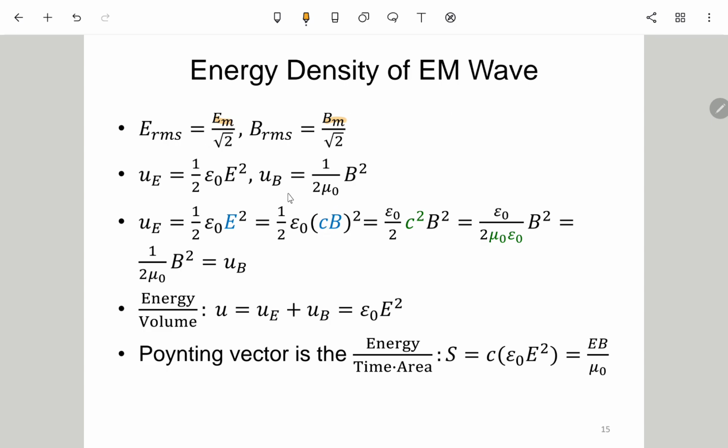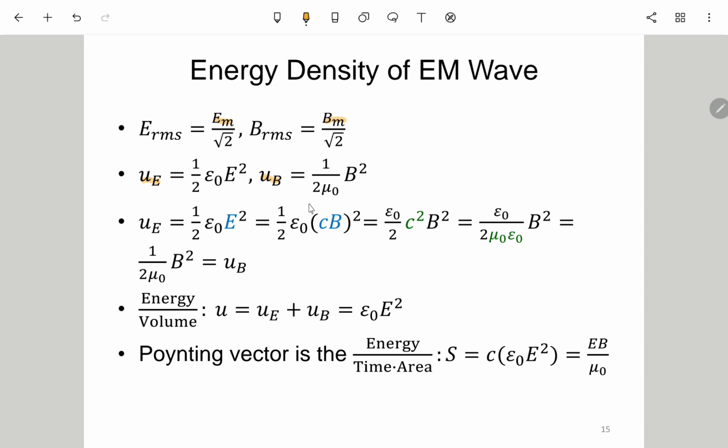Before, we have also learned that the energy density stored in the E field and the energy density stored in the B field are 1/2 epsilon naught E squared and 1/2 mu naught B squared. That was around chapters 25 and 30, when we introduced the capacitor and inductor. So these are the energy densities stored in the E field and B field.